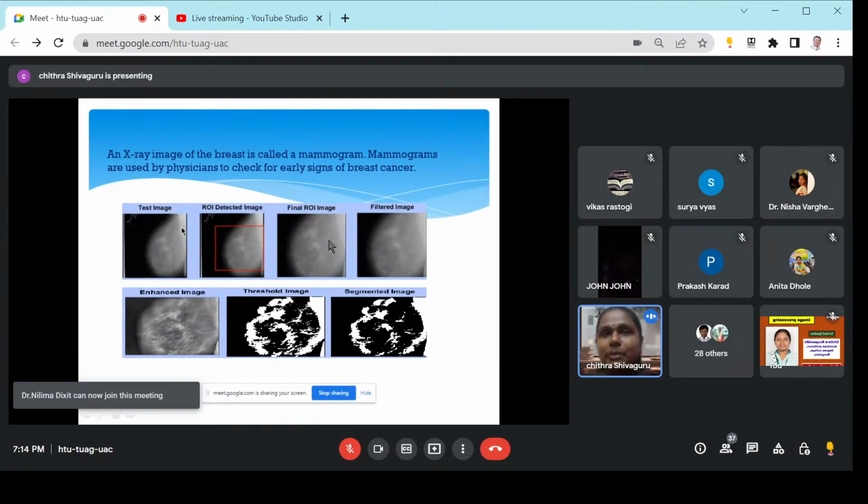Here the Beauty Plus comes. What is it? Enhancing the features and quality of the images. Then the threshold image. By keeping a threshold value, they could easily segment the cells, or otherwise tumor kind of regions, from the breast images. So this is one example for the X-ray images.